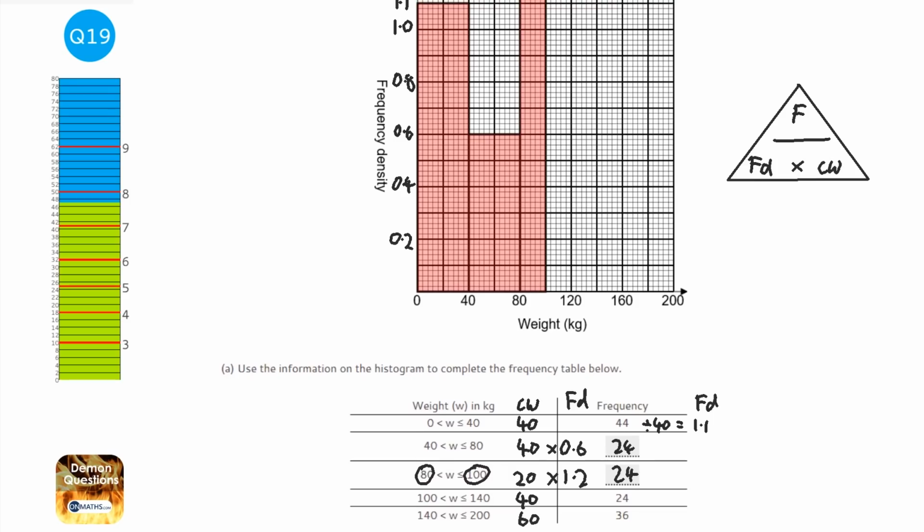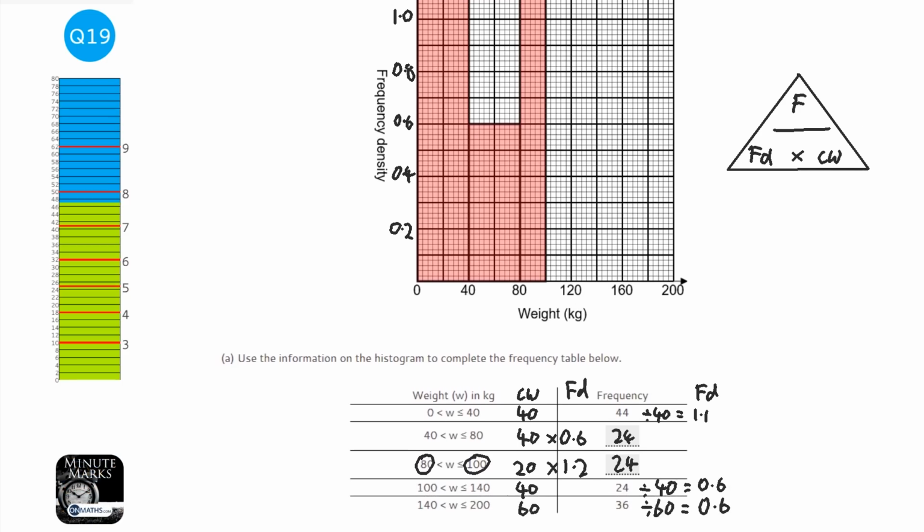Okay, this time I've got to work backwards. So I've been given the frequency and I've been given the class width. So I need to divide them across. So divide that by 40 and divide that by 60 to work out the frequency densities. So 24 divided by 40 is going to be 0.6, and 36 divided by 60 is going to be 0.6 as well. Well, that's convenient. So they're both 0.6.